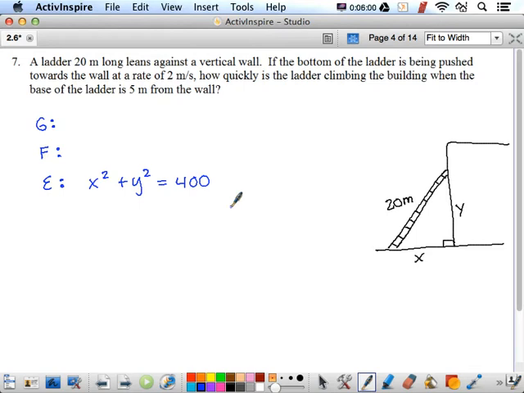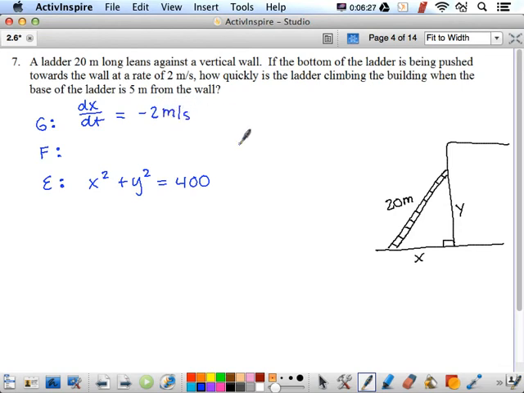So far, so good? Okay, so now that we know what to call everything, let's see what we were given. We were told that the ladder is being pushed towards the wall at a rate of 2 meters per second. So is that dx dt or dy dt? dx dt. So we were given that dx dt is, now you have to think about this really hard. Is the x getting smaller or bigger? Smaller. So it is a negative 2 meters per second.